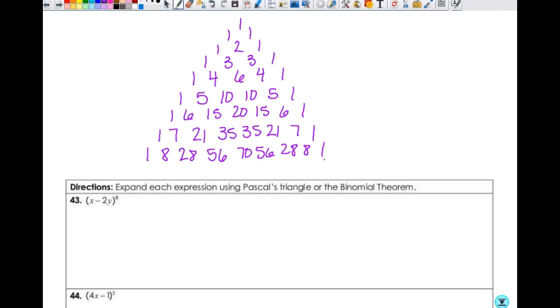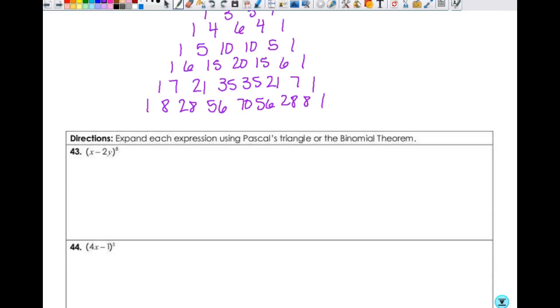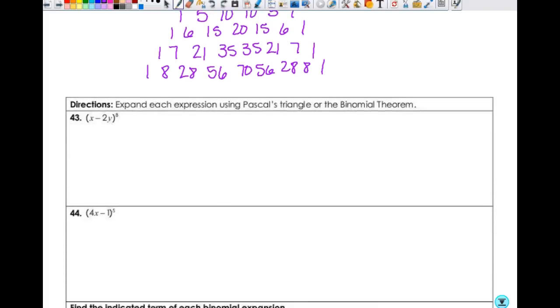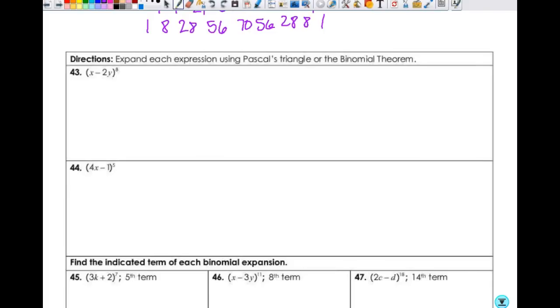You can write it all out, you can figure it all out if you want to, but you also have to know how to do the binomial theorem. So maybe we'll do one way and one the other way. So it says expand each expression using Pascal's triangle. So we'll do Pascal's triangle first.